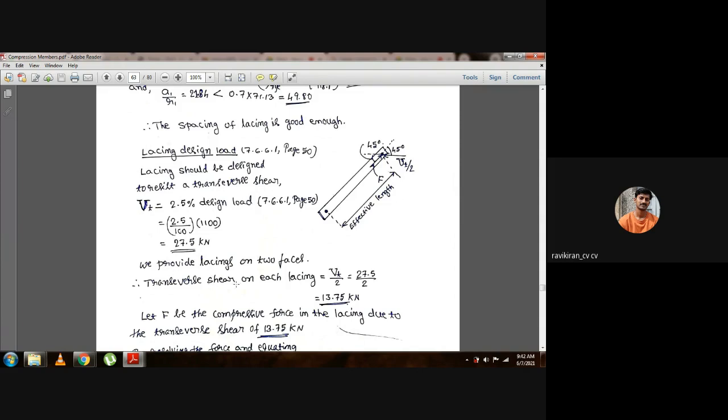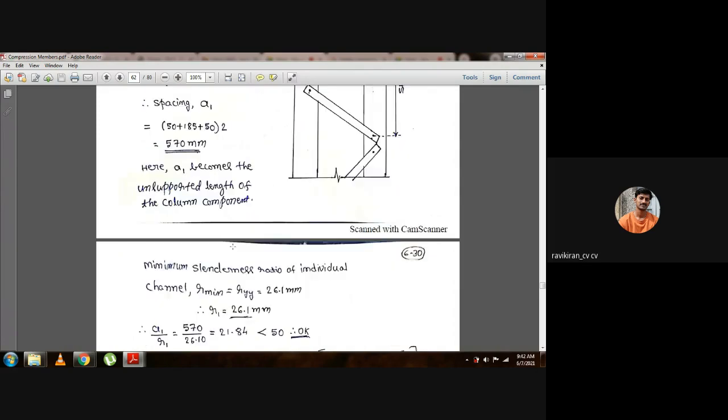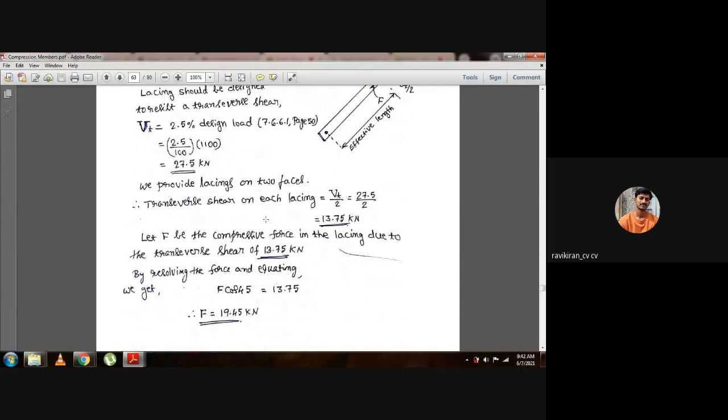See here, provide lacings on two faces. Two faces means if you open channel section, see this is one face, two edges of the flanges, the other side of the flange and bottom side of the flange. So here also you need to provide lacing, and here also you need to provide lacing. So provide lacing on two faces, transfer shear on each lacing. For one side, how much it will be coming? Half of 27.5, that is 13.75 kilonewton.